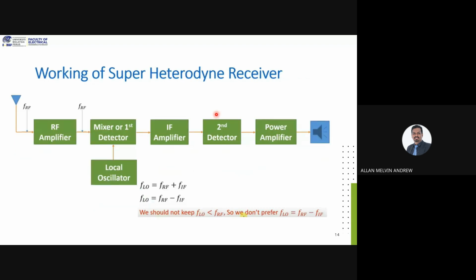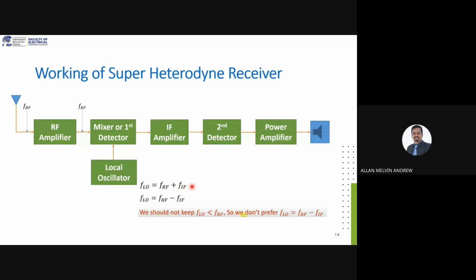Okay, so here we have a condition. All these processes are the same. So earlier we have seen you will receive FRF from this part, and from here you will have FLO. FLO usually will have two statements. One is addition: FRF plus FIF.